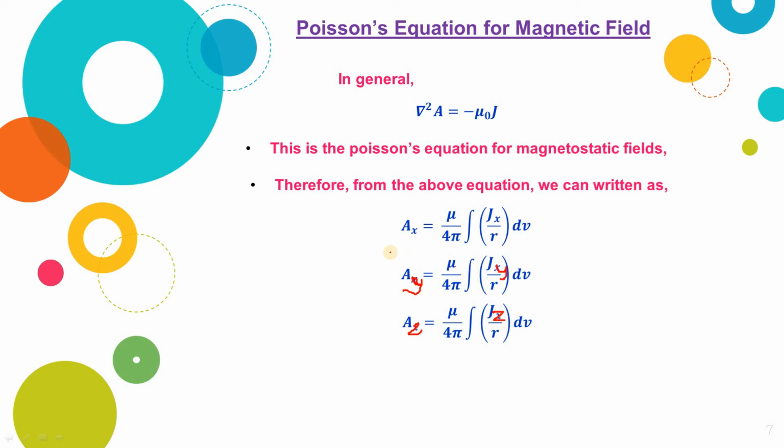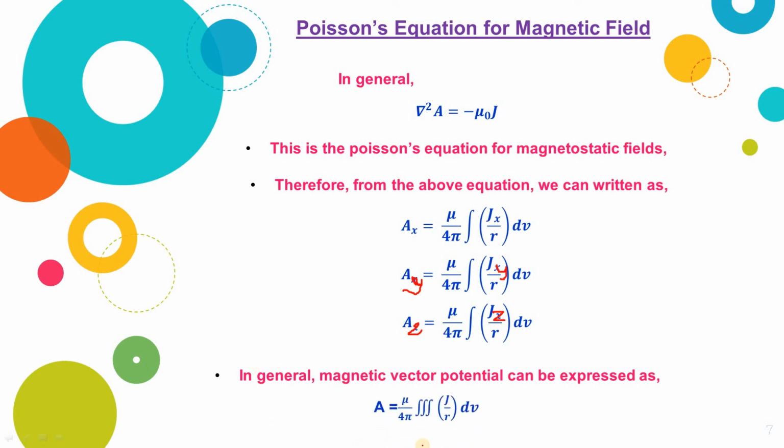So Ax is equal to mu by 4 pi integration of Jx by R into dV. Ay is equal to mu by 4 pi integration of Jy by R into dV. Az is equal to mu by 4 pi integration of Jz by R into dV. In general, the magnetic vector potential can be expressed as A is equal to mu by 4 pi the volume integral of J by R into dV. This is the Poisson's equation solution we have obtained for the magnetic vector potential.